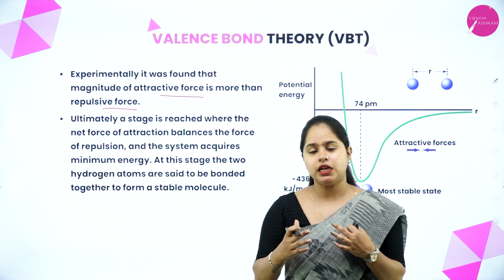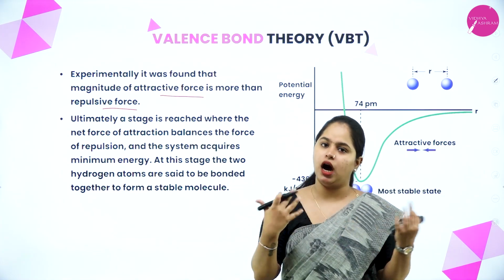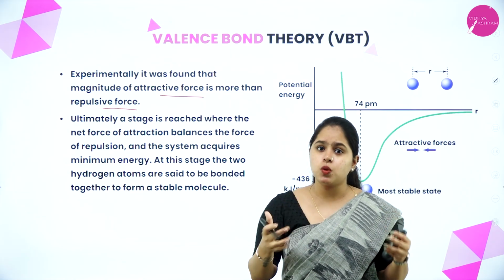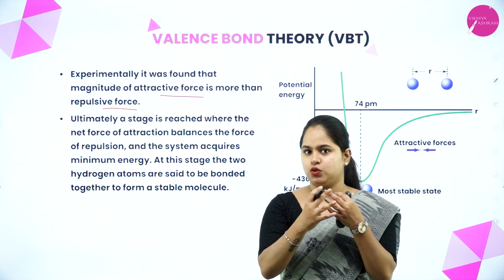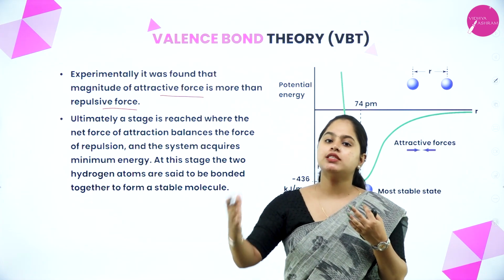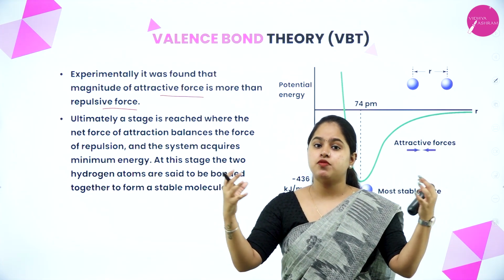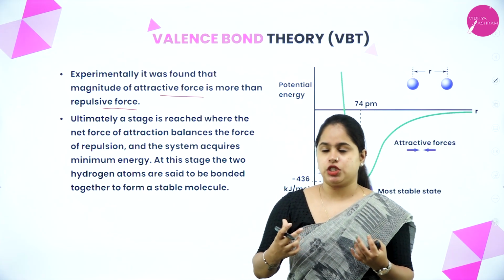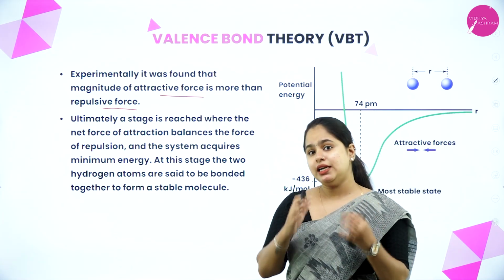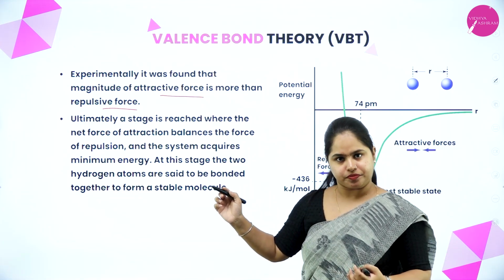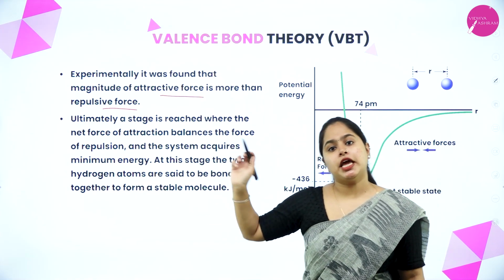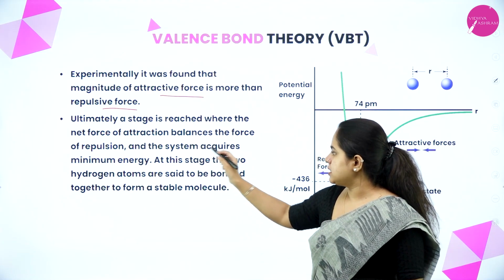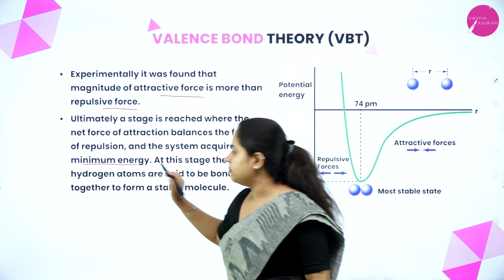So it was experimentally found that the attractive forces are more than the repulsive forces. So what does that mean? Now the atoms will again come closer and closer to each other. They won't be repelling because the attractive force is more. So atoms will be coming more and more close to each other. Ultimately, a stage is reached where the net force of attraction balances the net force of repulsion and the system acquires minimum energy.